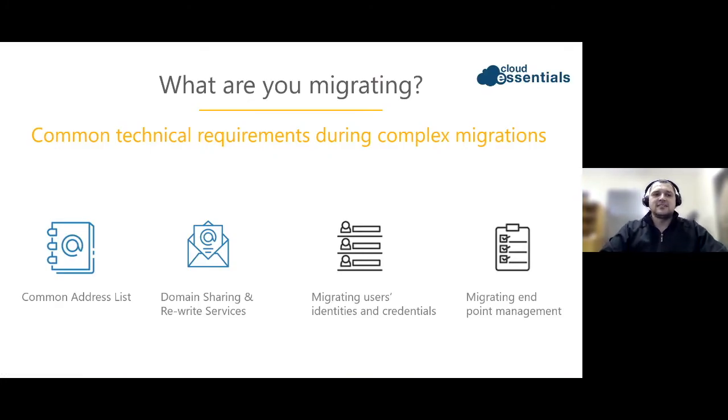During our previous tenant-to-tenant migration experiences, we've identified 4 key complex technical requirements that will assist with improving the end user experience during the migration process. The first one being a common address list. Having a common address list, not only in Exchange Online services but also within Teams, gives the end users the ability to have a central address list that spans both organizations and both tenants to improve their collaboration and teamwork during their day-to-day work.